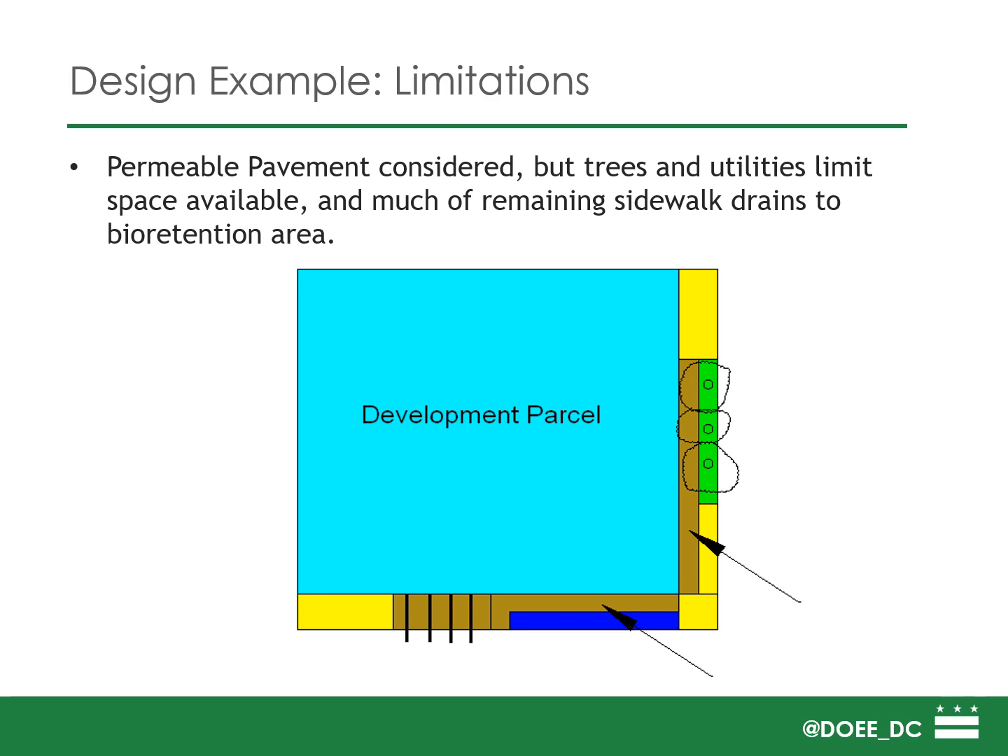Permeable pavement could be considered in these sidewalk areas. With the trees, the utilities, and the bioretention area, it doesn't make a whole lot of sense to do permeable pavement because that sidewalk is going to be draining into the bioretention anyway, so it's a little redundant. And then you don't want to put a permeable pavement over the utilities, and then probably don't want to disturb the root area of those trees. So it may work in some cases, but in this case, it's a bit redundant and excessive.